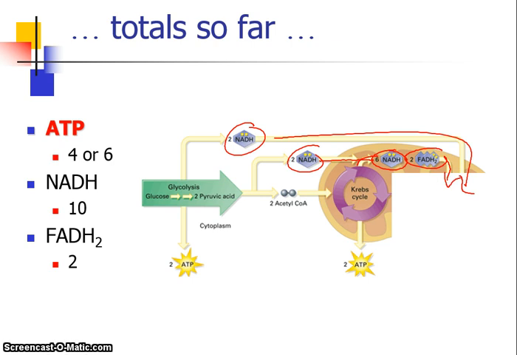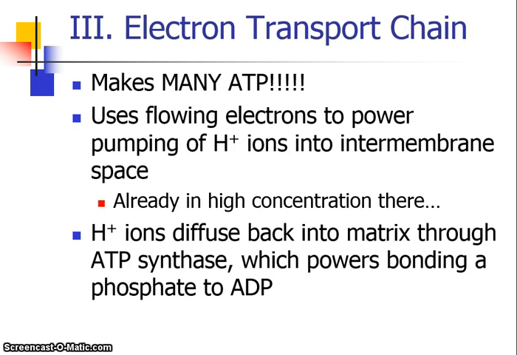And remember, they are carrying those high energy electrons. Now the benefit of the electron transport chain is I can make many ATP at once. So compared to those measly 2 we get from the Krebs cycle or the glycolysis, I can make many times that. It's going to take advantage of those differences in concentration. So we're going to force a bunch of H+ ions into a space to create a difference in concentration. Since it's already in high concentration there, it's going to diffuse back through ATP synthase, which is a special enzyme that creates those molecules.